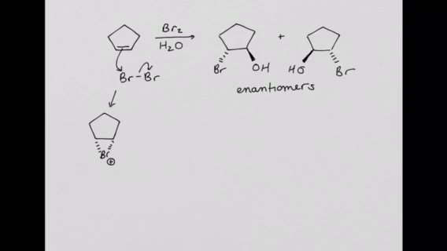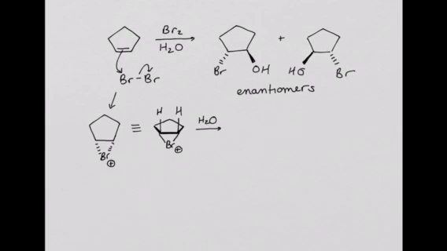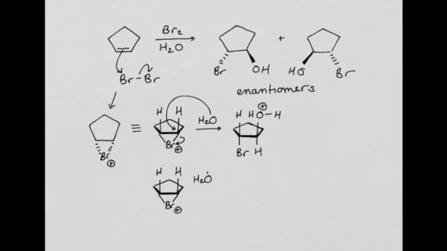Now let's redraw this bromonium ion so we can better understand the stereochemistry that results when water attacks it. Water can attack the left carbon or the right carbon of the bromonium ion. Both of these possibilities are just as likely because both of these carbons are equally substituted. If water attacks the right carbon of the bromonium ion, we will get the following product. If water attacks the left carbon of the bromonium ion, we will get this intermediate.